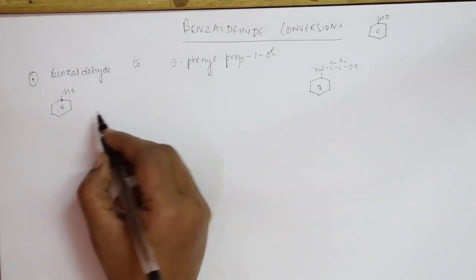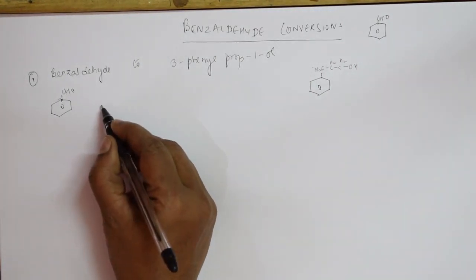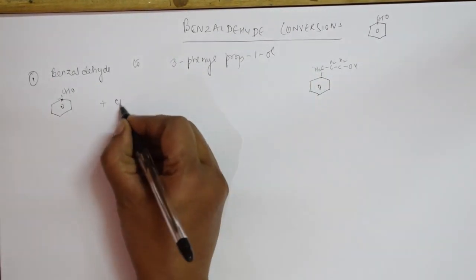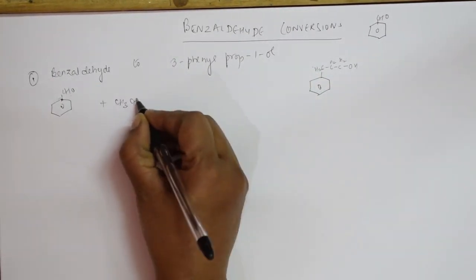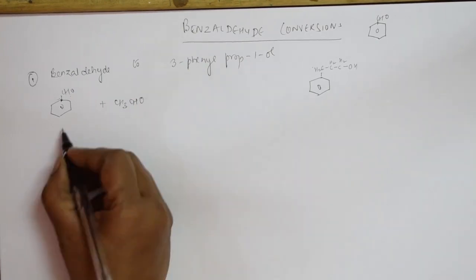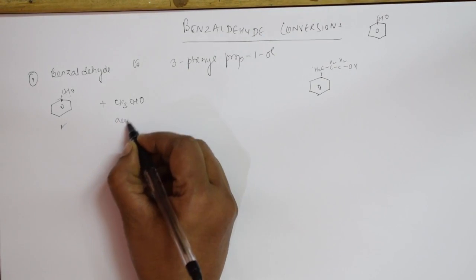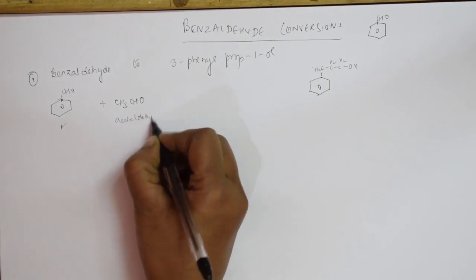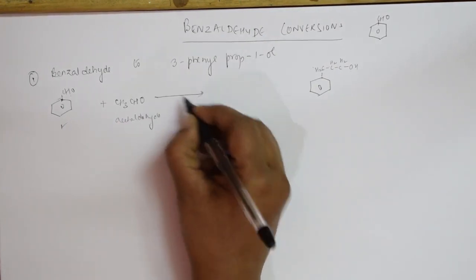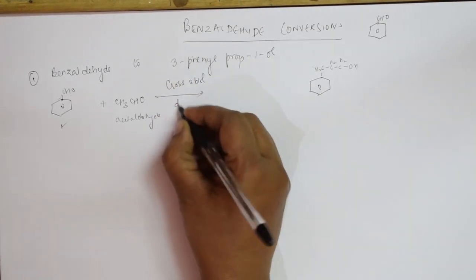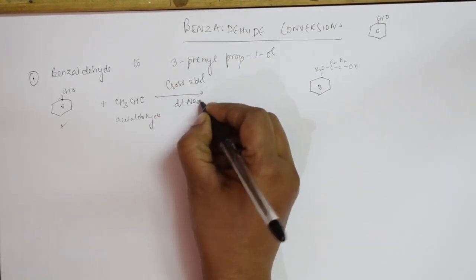Done. Let's start. Benzaldehyde: first, you're going to add this whole group. So what do I take? I'm going to take acetaldehyde, CH3CHO. So addition of benzaldehyde and acetaldehyde: are we not doing a cross aldol condensation? This is called cross aldol condensation. It has to occur in the presence of dilute sodium hydroxide.